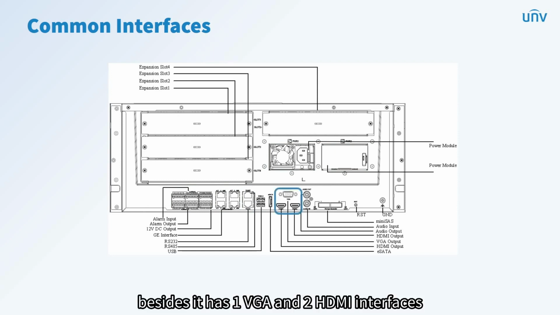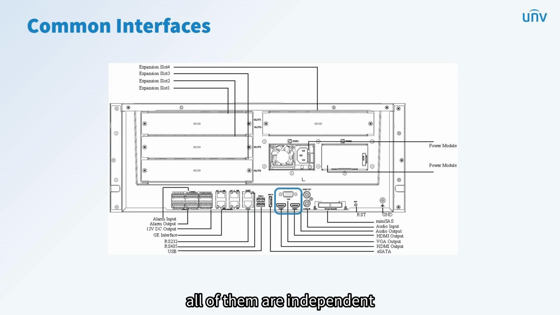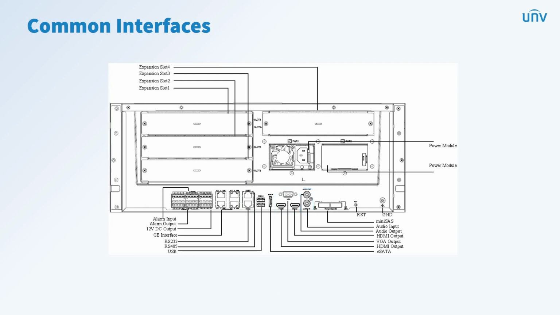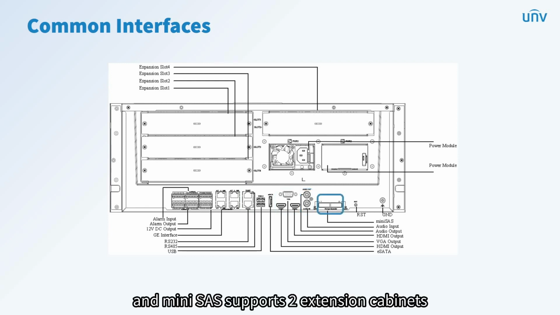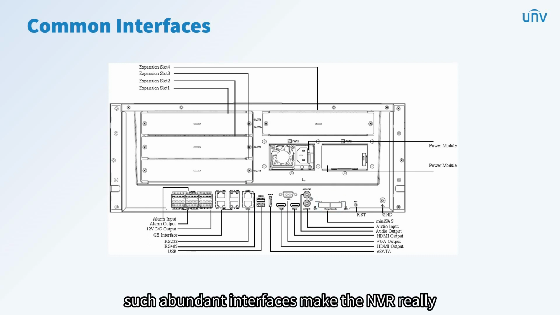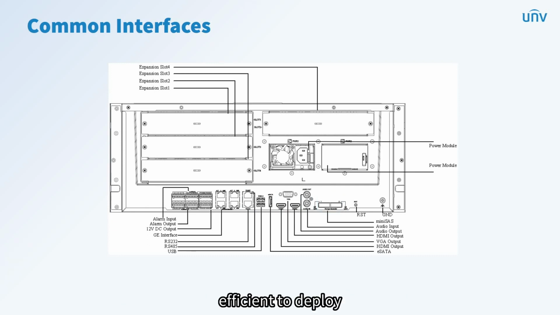Besides, it has 1 VGA and 2 HDMI interfaces. All of them are independent. HDMI can support up to 4K resolution. Also, we can find audio in and audio out interfaces which work with RCA connector. And Mini SAS supports 2 extension cabinets, further increasing the total storage capacity. Such abundant interfaces make the NVR really efficient to deploy.